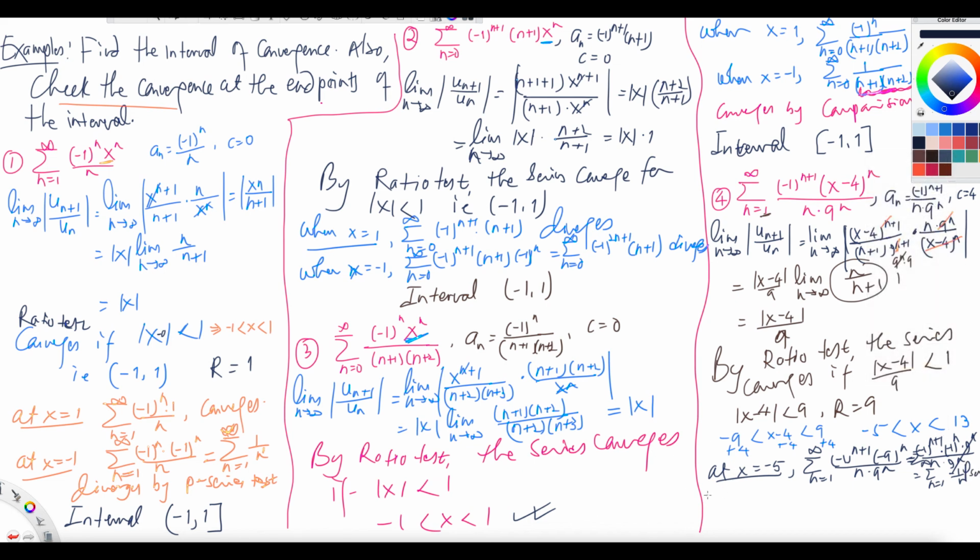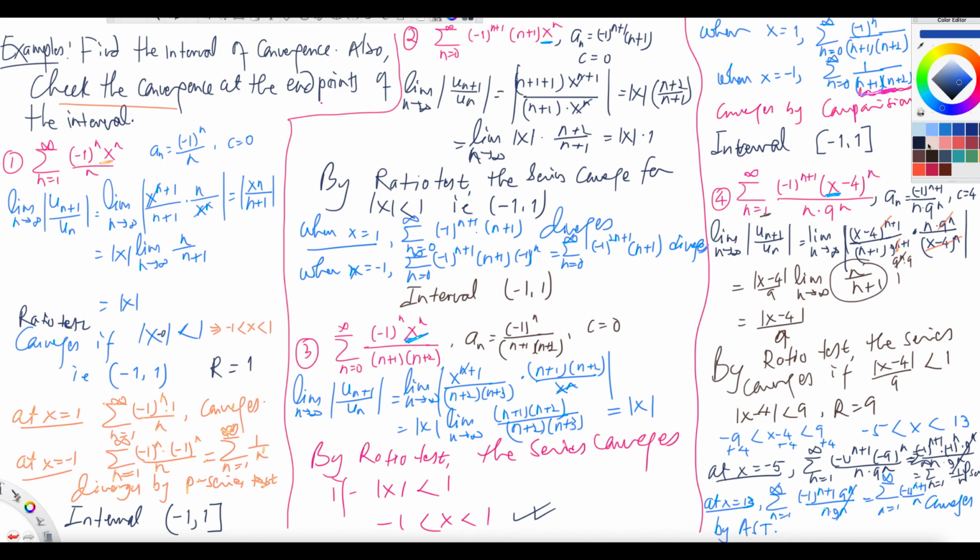All right, next let us see x equals 13. At x equals 13, the series becomes the sum from n equals 1 to infinity of (−1)^(n+1) times, plugging in 13 for x, 13 − 4 is 9^n, over n times 9^n. You cancel the 9^n. You get basically the alternating series, the sum from n equals 1 to infinity of (−1)^(n+1) over n. It converges because it is an alternating series with positive terms except for the sign: 1 over n is positive, tends to zero as n tends to infinity, and is decreasing. So it converges by the alternating series test.